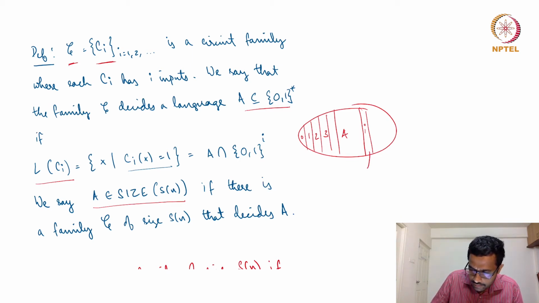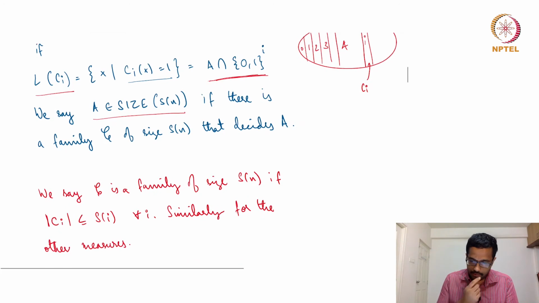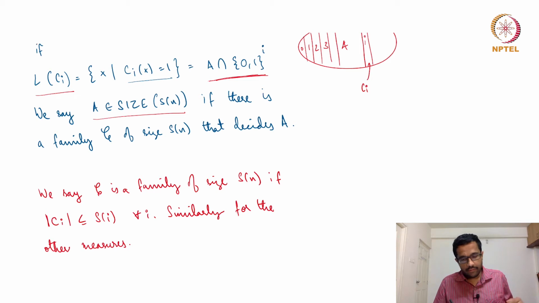Now we want the circuit Ci to evaluate to 1 on exactly those inputs of length i that are in A. So that is the requirement. You can think of the circuit family as looking at each slice. And we say that A belongs to size Sn if there is a family of circuits of size Sn that decides A.